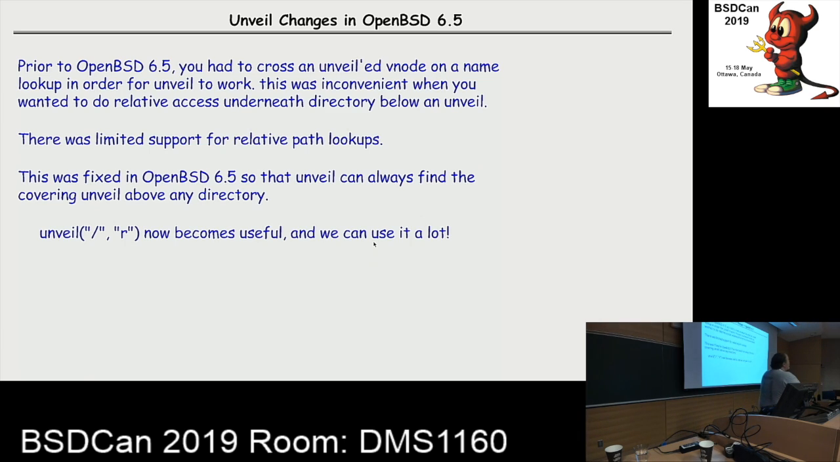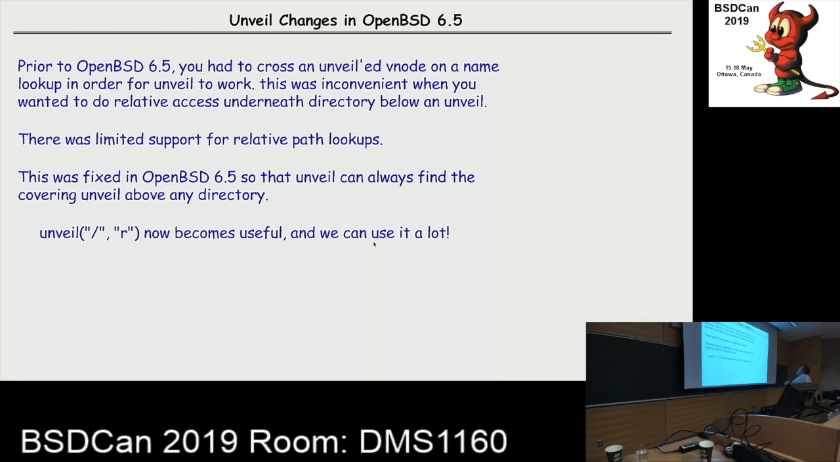Prior to 6.5, in 6.4, unveil was a little bit limited because of the way it worked with namei. You had to actually cross an unveiled vnode in your namei lookup in order for it to take effect. This meant some things were a little bit awkward, if you wanted to work way down in the bottom of a long relative path and have the unveil up high. If you did an absolute path lookup, it always worked, because namei would start at slash and traverse down. But once you did relative path lookups, things could get a little awkward and didn't work quite right.